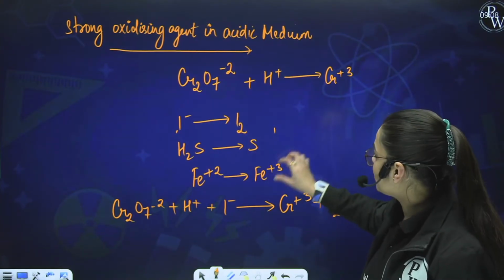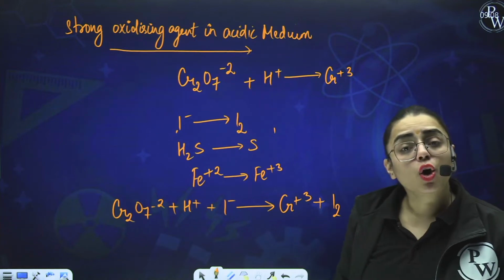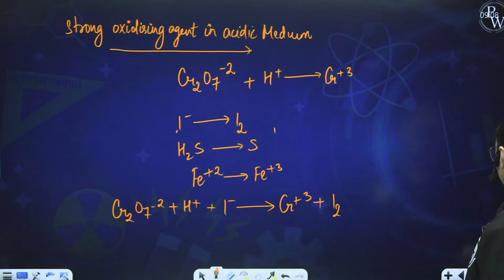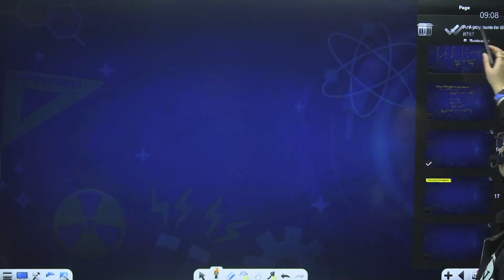Now you know this product will be formed along with these products. Is it clear to you people? Now this was the very first compound. Now moving on to the next compound, potassium permanganate.